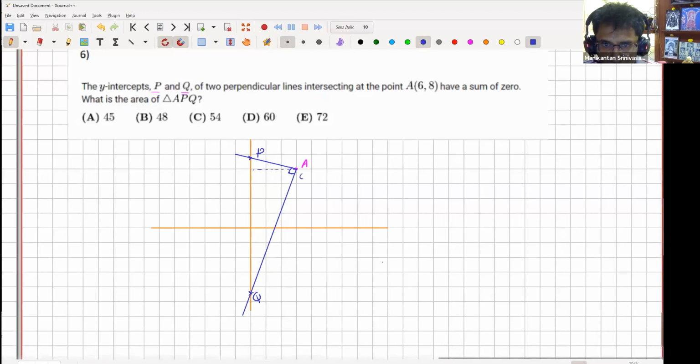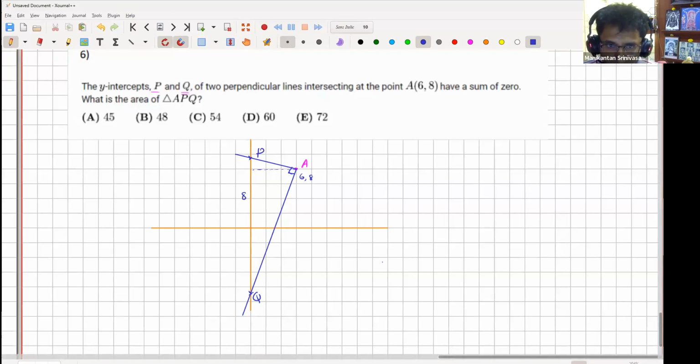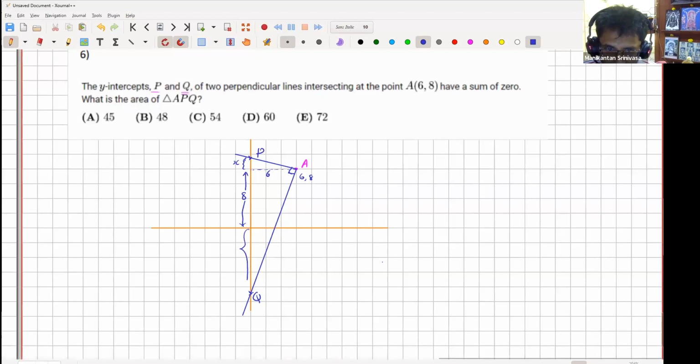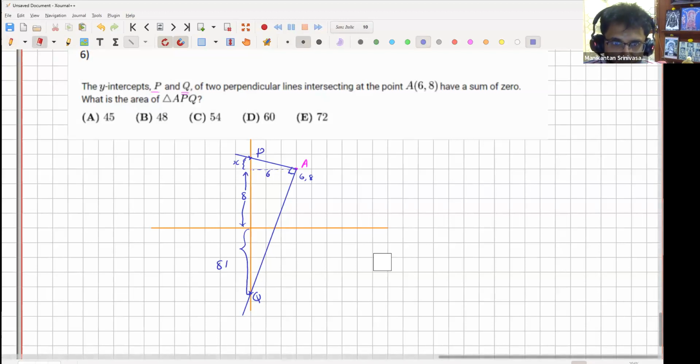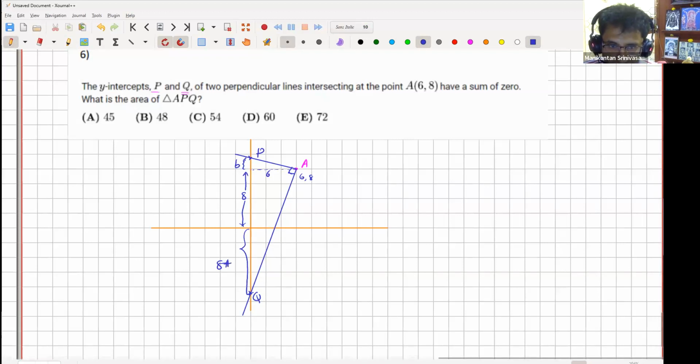Okay, so now let's draw this, connected here. So this is 6, 8, which means this height is 8 from here to here. And this is 6. Okay, so let's call this small gap something, which means this whole thing from here all the way till here should also be, I don't want to keep X, so X is confusing, I'll just keep some number like B. So 8 plus B. So B is a positive number.